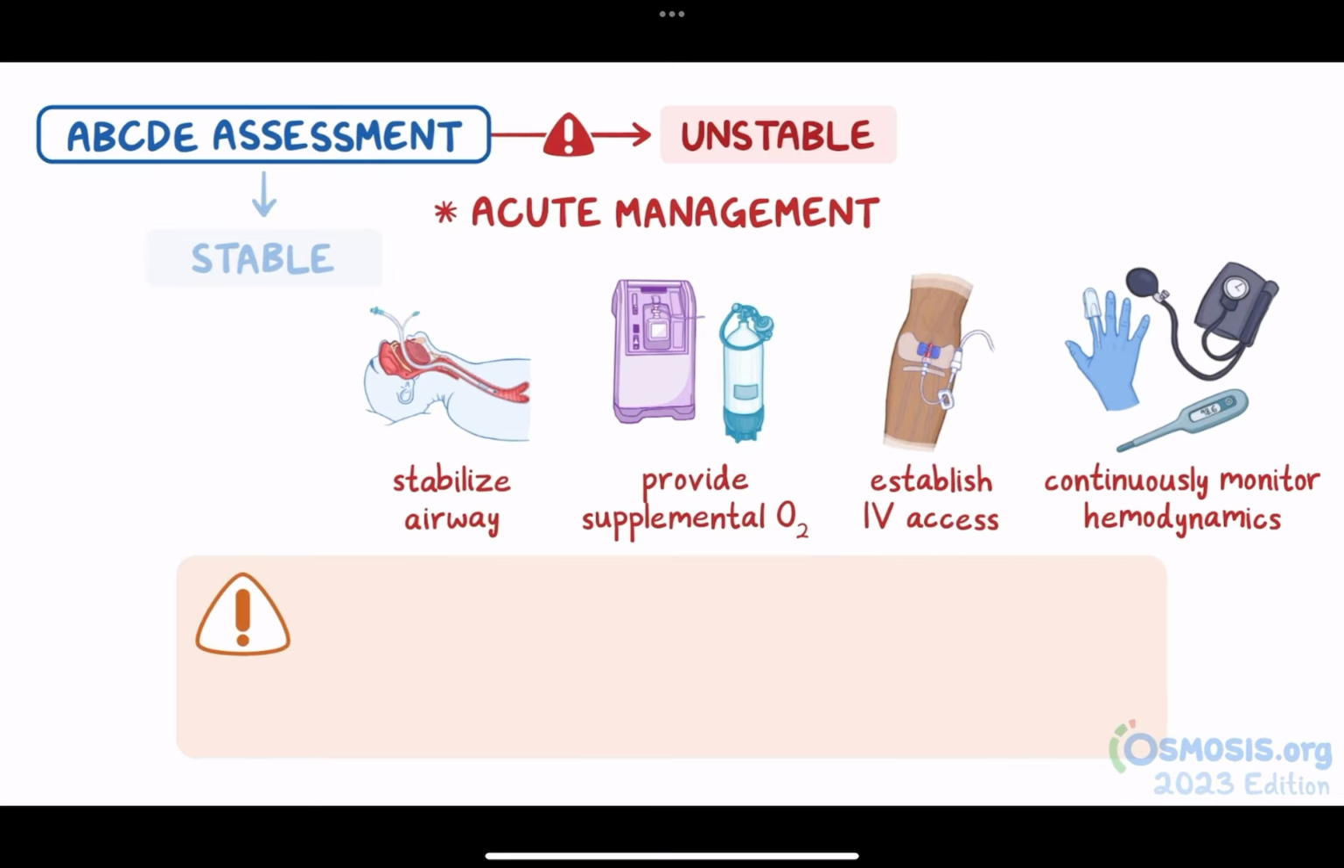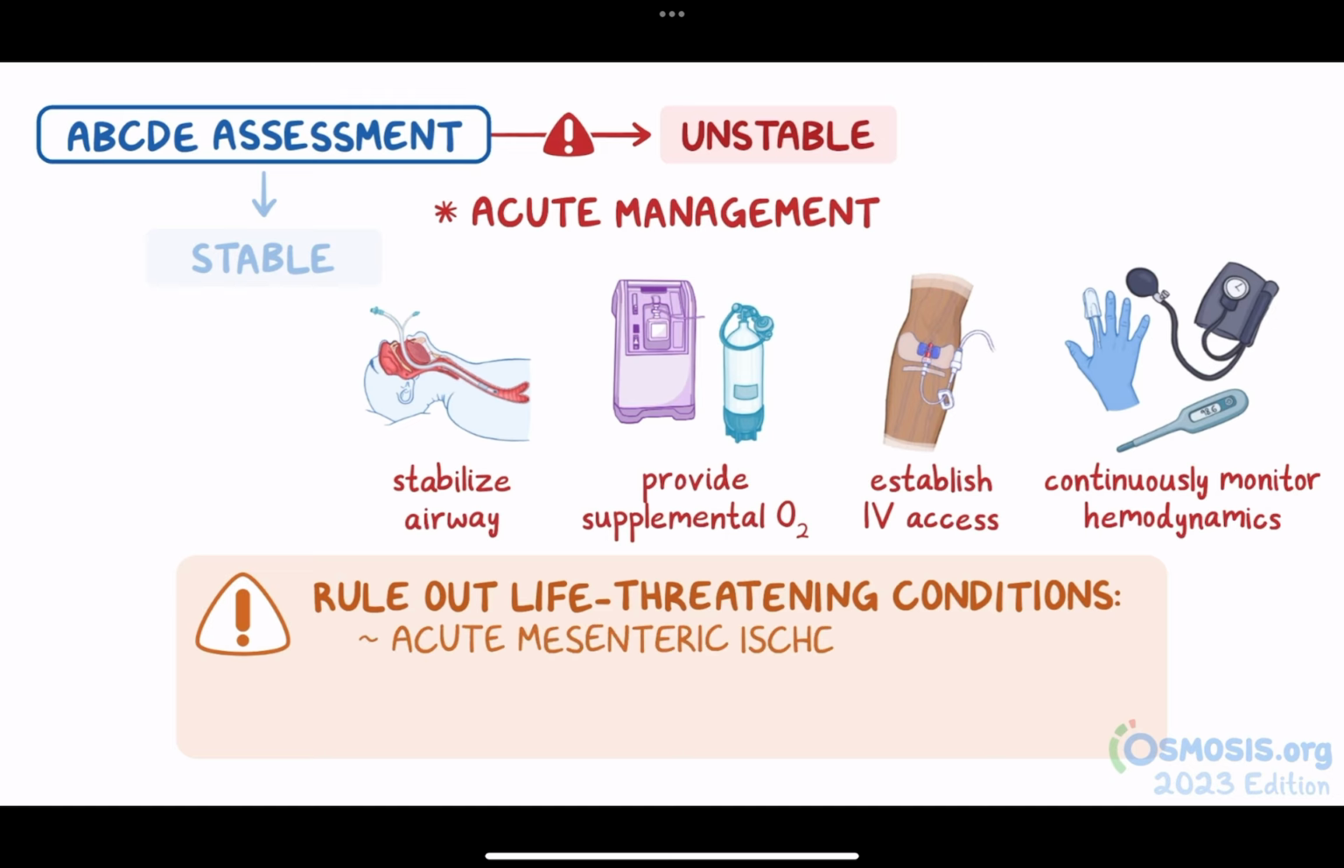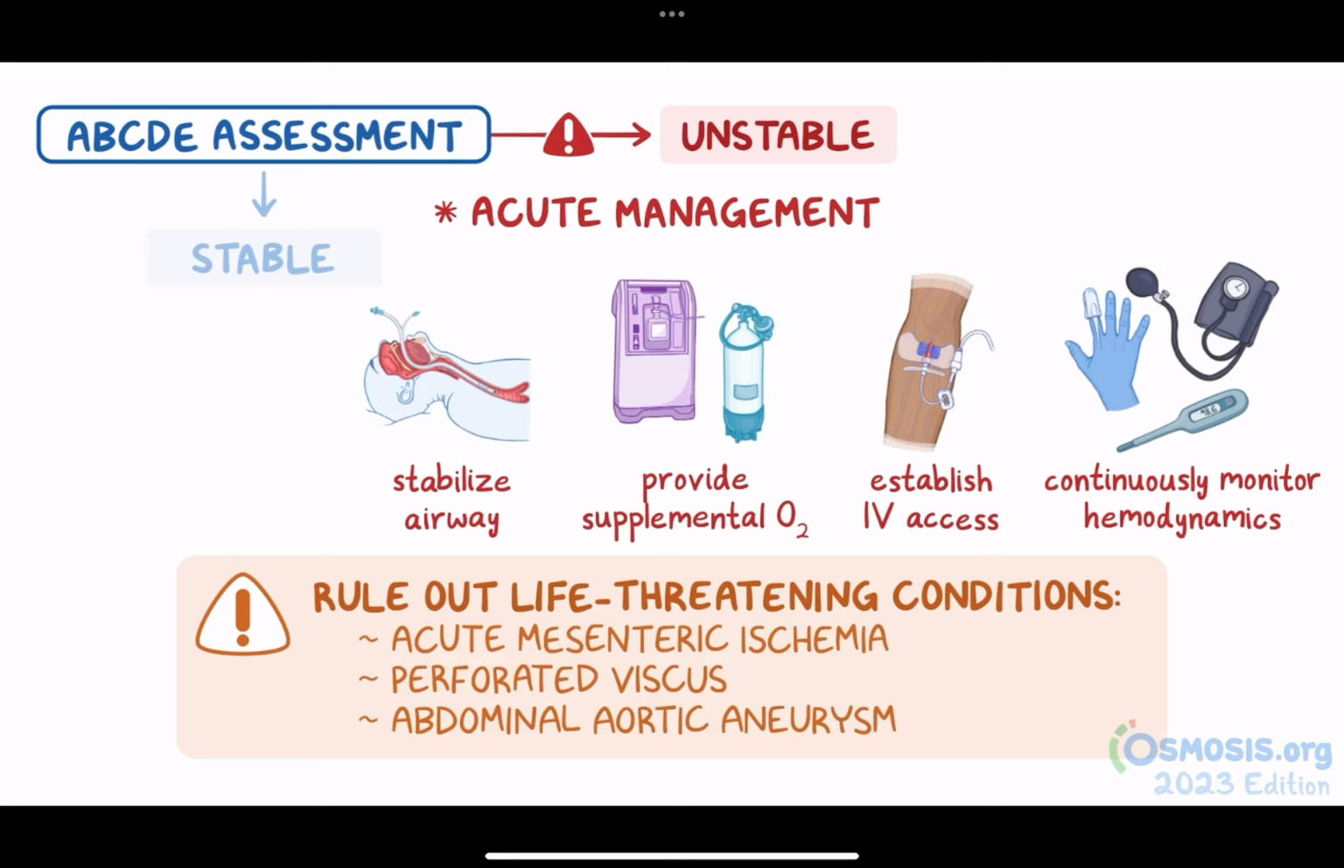Here's a high-yield fact. If an unstable patient presents with abdominal pain, be sure to rule out life-threatening conditions like acute mesenteric ischemia and perforated viscus, as well as abdominal aortic aneurysm.